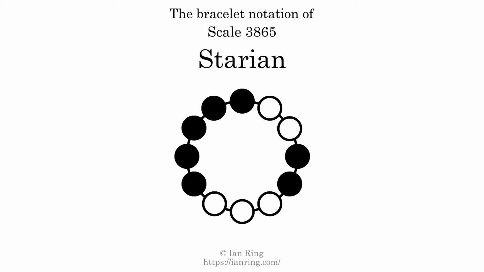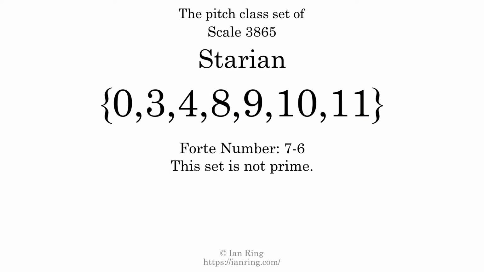This is a bracelet notation diagram of scale 3865. The shaded circles represent tones that appear in the scale, and they are read clockwise, starting at the top. The pitch class set for this scale is 0, 3, 4, 8, 9, 10, 11. The Forte class is 7-6. This set is not prime.